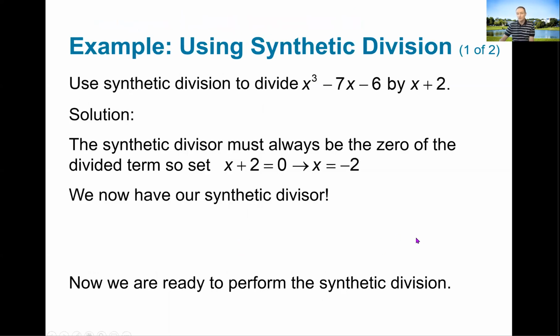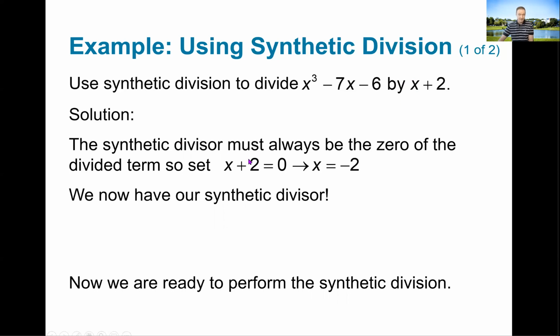Now, if we're using synthetic division, let's say I wanted to divide x cubed minus 7x minus 6 by the binomial expression x plus 2. The first thing I want to make sure that we get correct is what the synthetic divisor is. What you always have to do is find the 0 generated by the factor that you're trying to divide by. So in this case, I'm trying to divide by the binomial x plus 2.